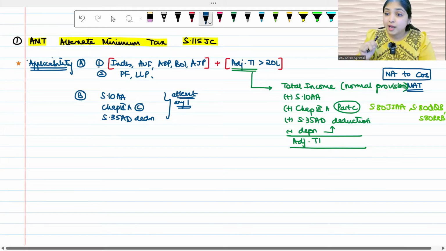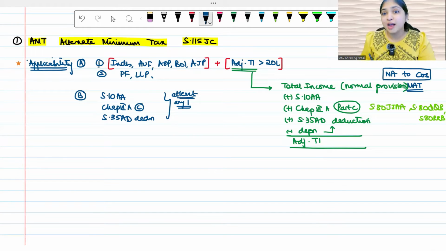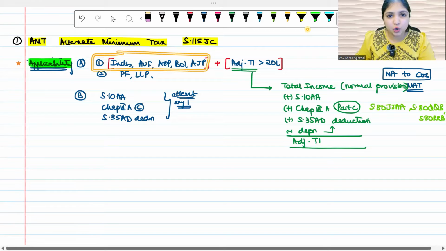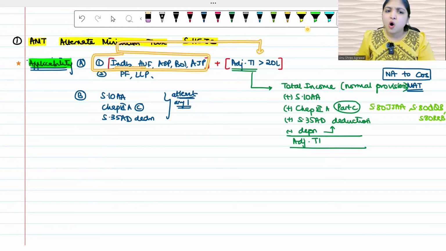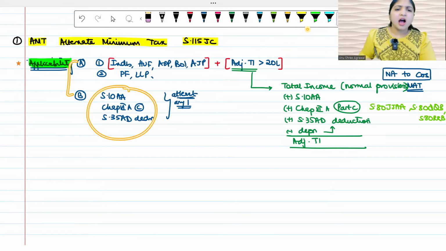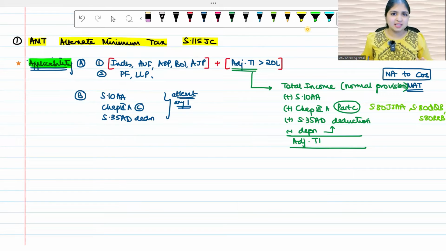So guys, how many conditions do I have under applicability now? I have two conditions. Condition number one: who is the assessee? Either the assessee has to be an individual, HUF, AOP, BOI, AJP whose adjusted total income is more than 20 lakh, or the assessee has to be a partnership firm or LLP. The second condition under applicability is that out of these three, at least one the assessee must be having: either 10AA, or Chapter 6A Part C, or 35AD. At least one this assessee must be having.